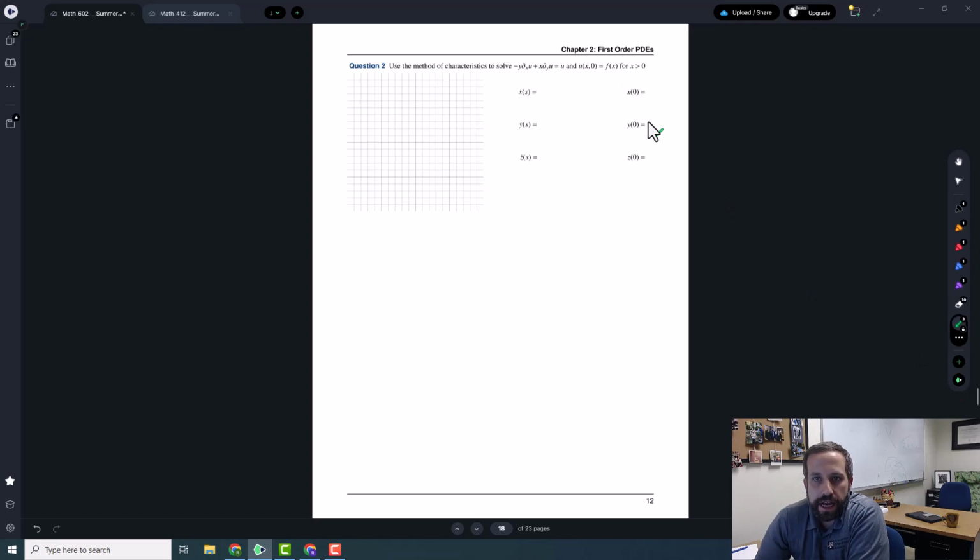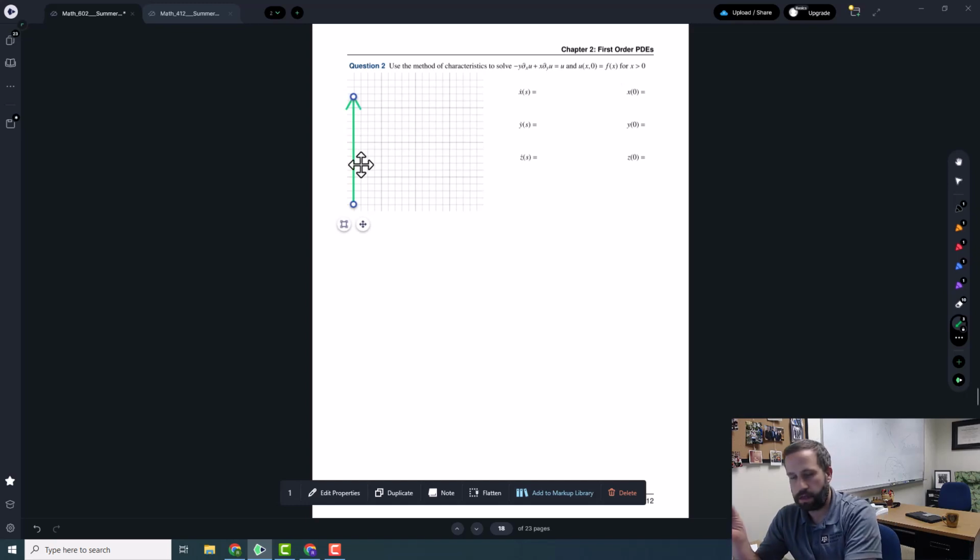So the Cauchy data, u of x, y is equal to f of x for x greater than 0. So we're only looking at the right half of the plane. So let me just go on ahead. This will be the y-axis.